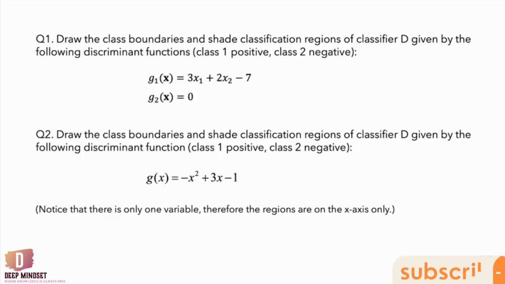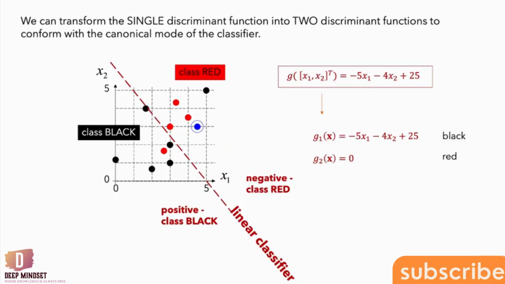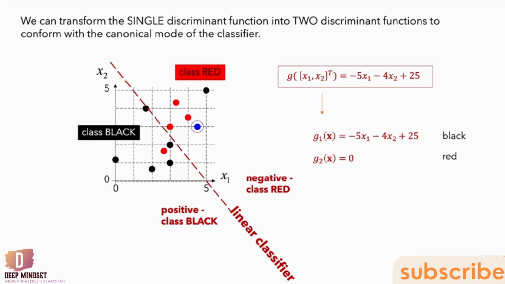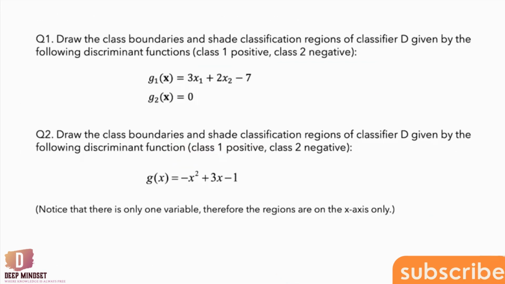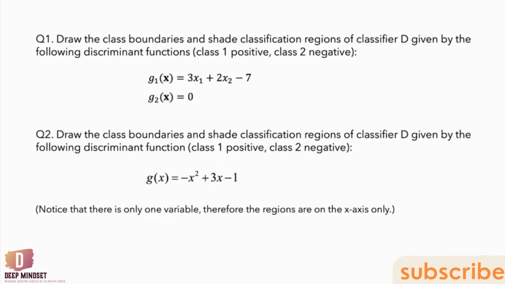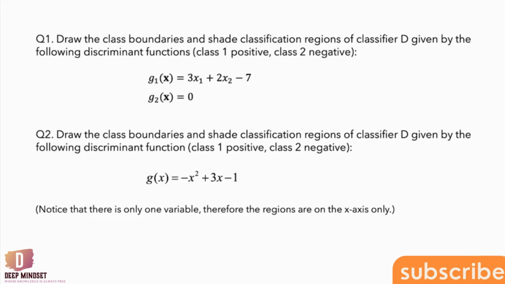So some exercises for you. Draw the class boundaries and shade classification region of classifier D given by the following discriminant functions. So you will have to go back to something like this. You have two features, x1 and x2, and draw the linear classifier that separates the two regions, and which one is the positive one, which one is the negative one. So try to draw the classification regions for that classifier.